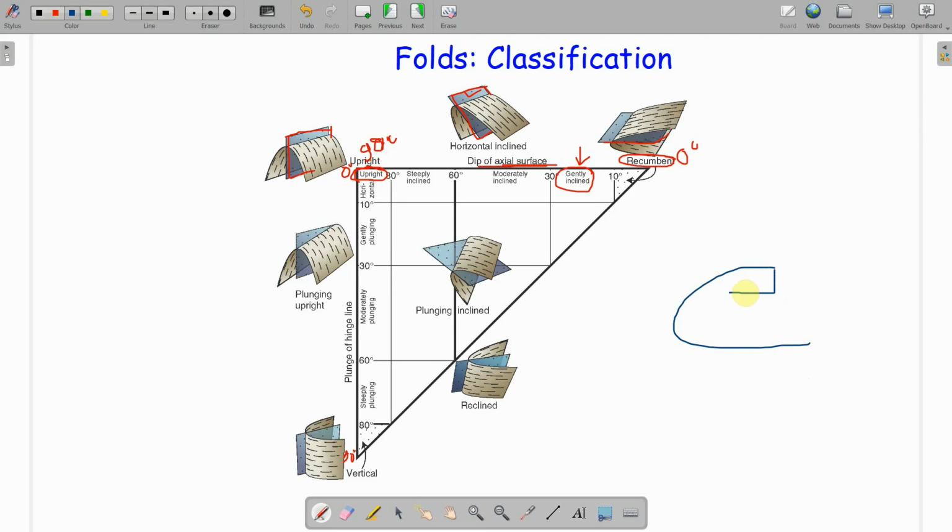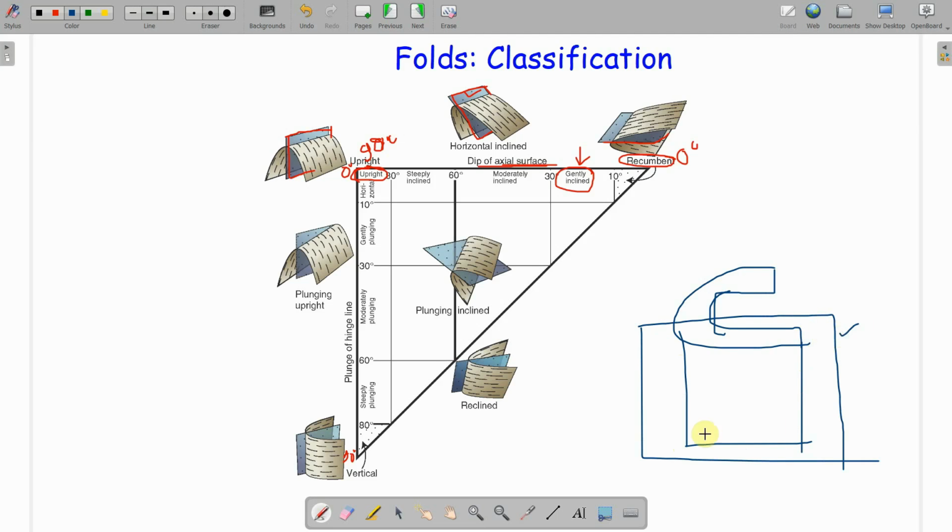So if I draw a folded structure, and this is our axial plane, you are seeing the axial plane is vertical, and you are also seeing that the hinge line, that's the hinge line. Hinge line means maximum curvature line on the fold surface. So this hinge line H and this axial plane S, both are perpendicular to the horizontal.